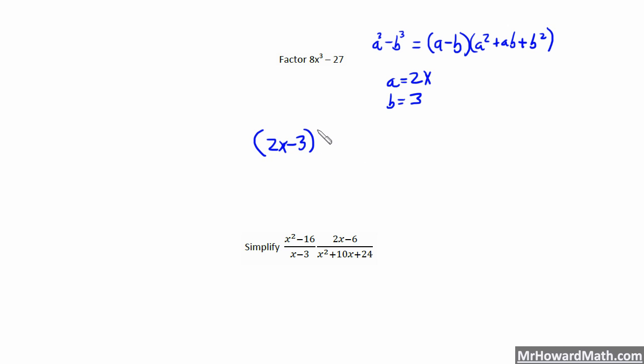this minus this. Alright, and then I've got a squared here, so I need to square this whole thing. Square the whole thing, so that means 2x times 2x, which gives me 4x squared. It's going right there. Plus this times this, so 3 times 2x is 6x. Plus this term, we've got b squared, so this term squared, 3 squared is 9. Okay, so final answer, 2x minus 3 times the quantity 4x squared plus 6x plus 9, and that one's done. Okay, let's move to the next example.